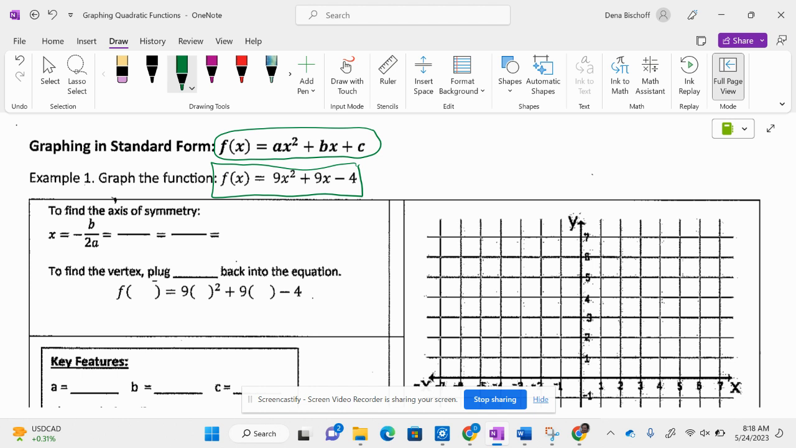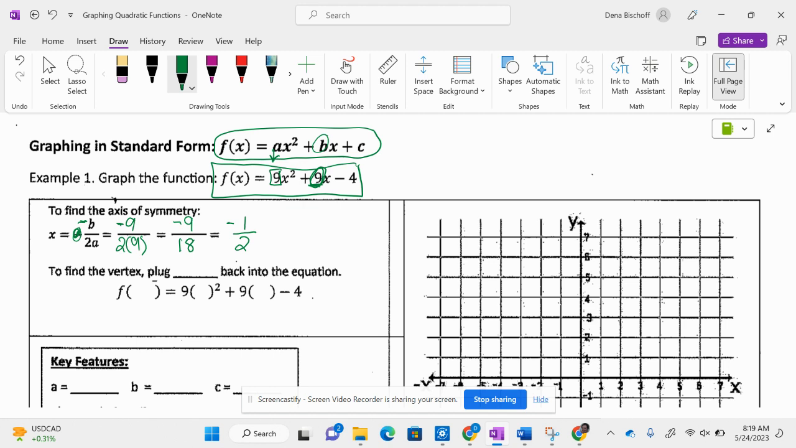So it says that we need negative b. What is the value of b? What is b? It's 9, right? B is 9. So I'm going to put negative 9. I want this negative moved right here. I'll move it up. And then 2 times a. 2 times, what is the value of a? 9. So 2 times 9. That gives me negative 9 over 18. And that reduces to negative 1/2.